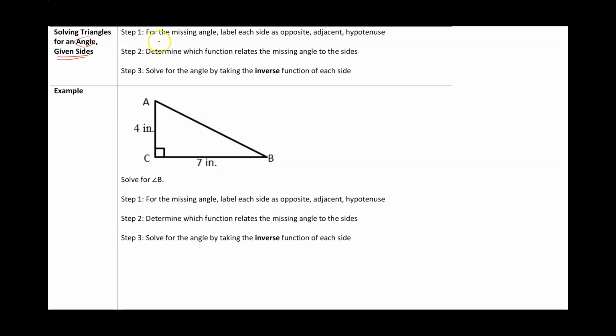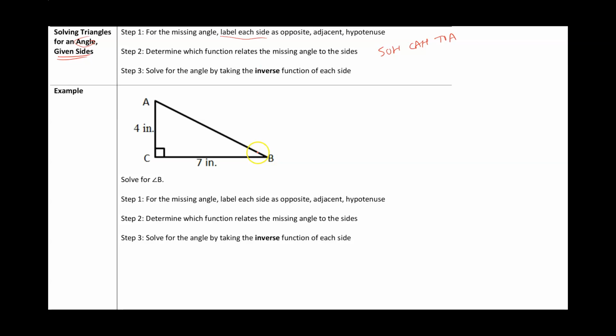Step one, for the missing angle, label each side as opposite, adjacent, hypotenuse. Notice that this is important each time. Step two, determine which function relates the missing angle to the sides. So we're looking at SOHCAHTOA. And then finally, solve for the angle by taking the inverse function of each side. We'll talk about this step once we get there.